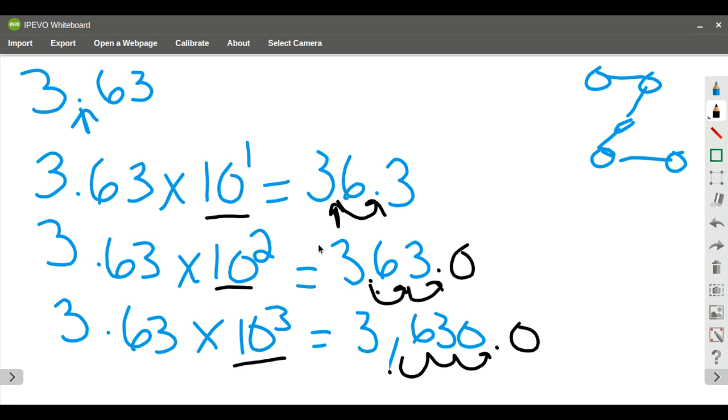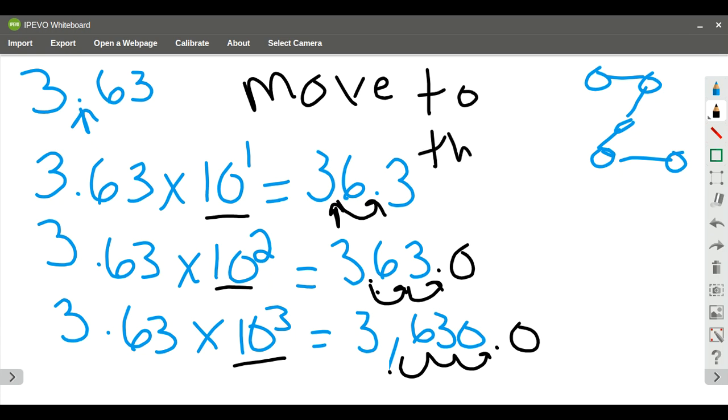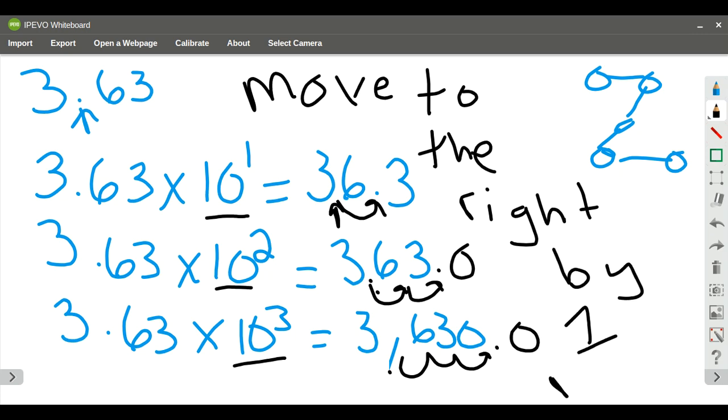So again, analyzing that pattern, what I can assume is that every time I multiply by a power of 10, or I increase my power of 10, the decimal is going to move to the right by one place value. So that's the pattern that we're looking at.